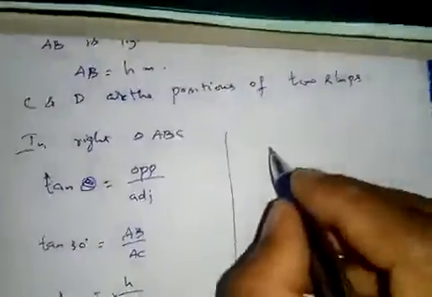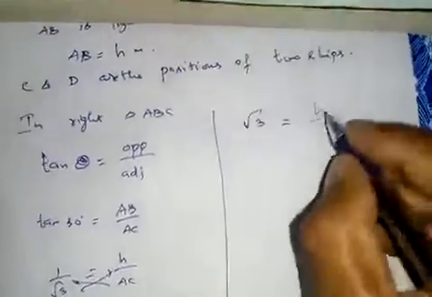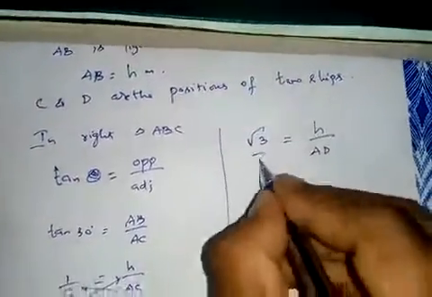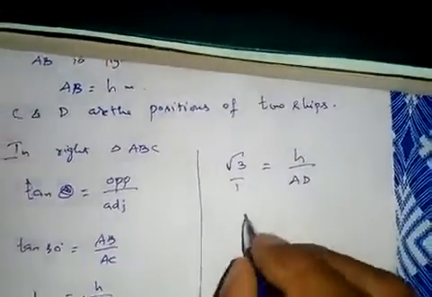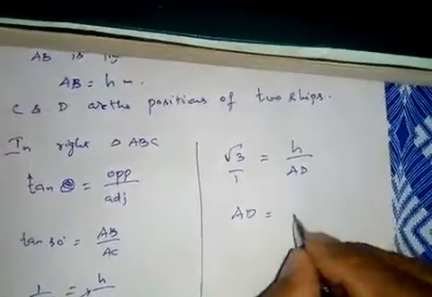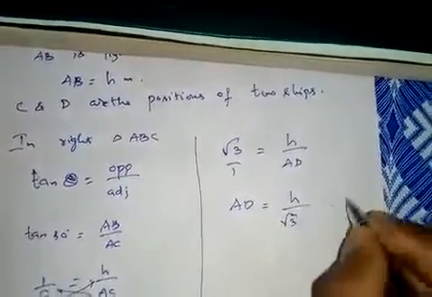Now what is the tan 60 degree value? Tan 60 degrees value is root 3. Root 3 is equal to AB, which is nothing but the height of the lighthouse, h, divided by AD. By doing cross multiplication, AD is equal to h divided by root 3. This is equation 2.